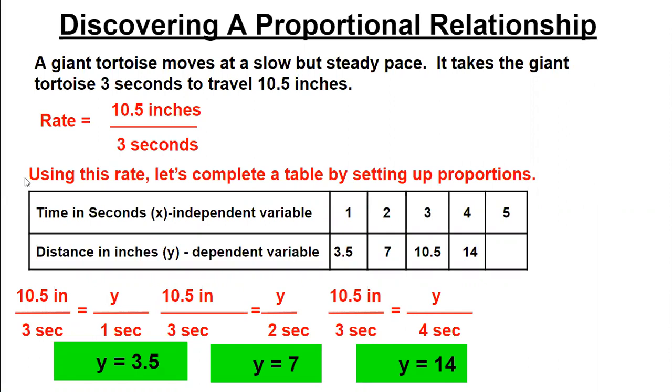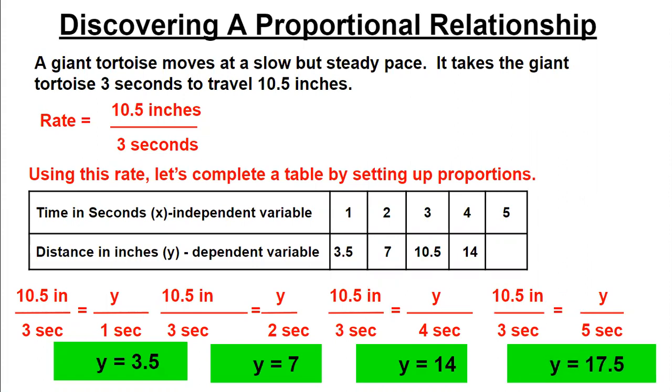Okay, hopefully you paused the video. So we have 10.5 over 3 equals y over 5 seconds this time. Cross multiply: 10.5 times 5, divide by 3, we get 17.5. So now we have just made a table that goes with our rate in our word problem.